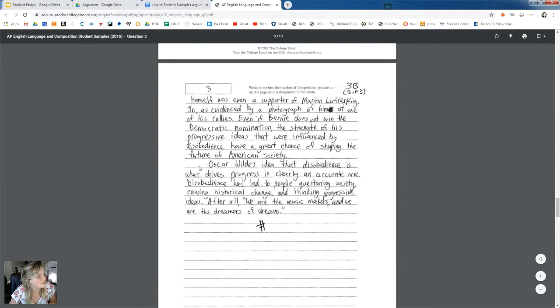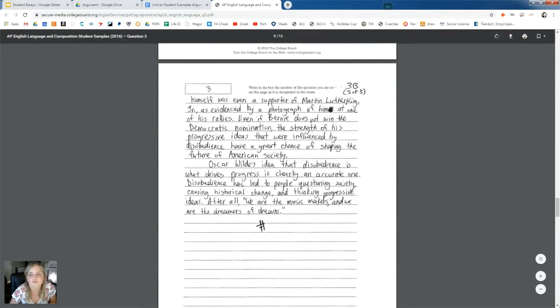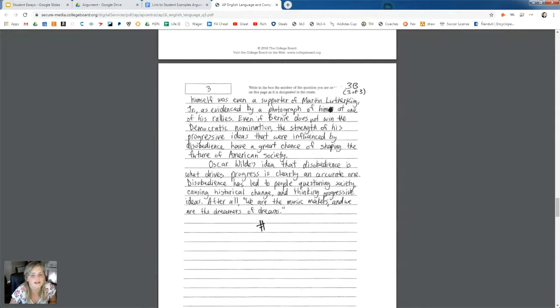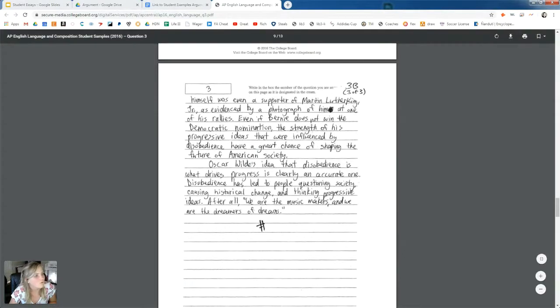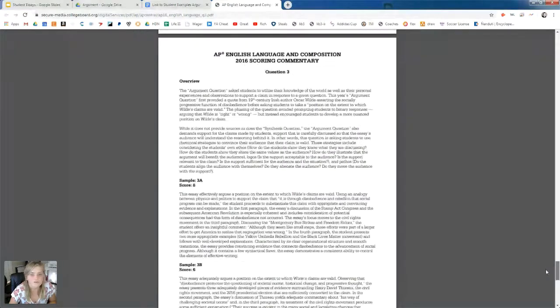Oscar Wilde's idea that disobedience is what drives progress is a clear and accurate one. Disobedience has led people to question society, causing historical changes and progressive ideas. After all, we are the music makers and we are the dreamers of dreams. Okay, so go ahead and mentally note, write down, think about what the score might be. I'll go look for it. Give me a minute. 3B. Okay, they got a 6, so that's passing. That's pretty good. I'll read the notes.